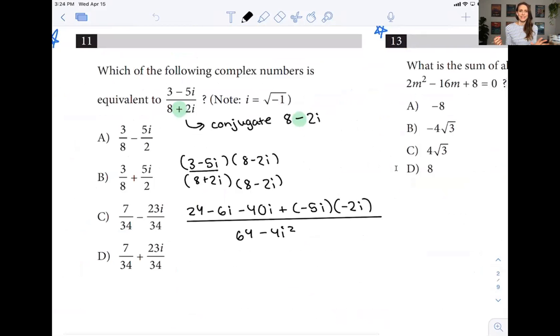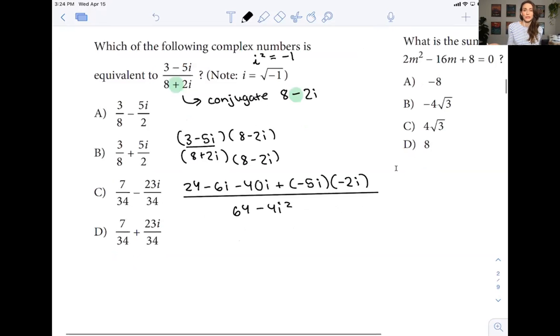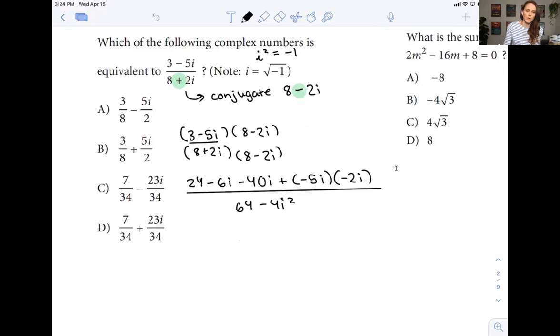So I have all that. The next thing I'm going to need to know here is that i squared equals negative 1. They gave us i equals the square root of negative 1. So it's really nice that it's just i squared equals negative 1. We can infer that, and it's good for you to know that too. So now we're going to simplify this to 24 minus 46i plus 10i squared all over 64 minus 4i squared.